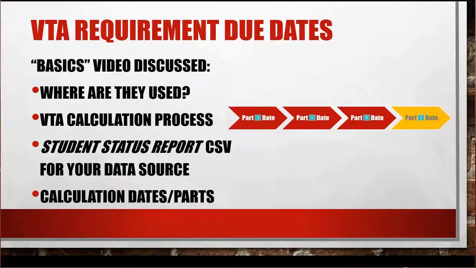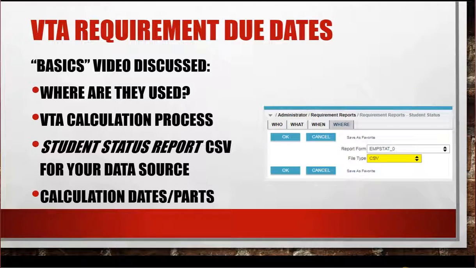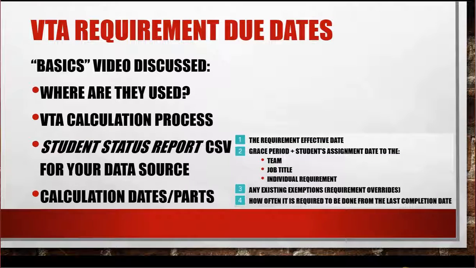the VTA calculation process, using the Student Status Report CSV for your data source, and the 4 calculation date parts, those being the requirement effective date, the student's assignment date plus the grace period, any existing exemption records, and how often it's required to be done from the last time it was completed.